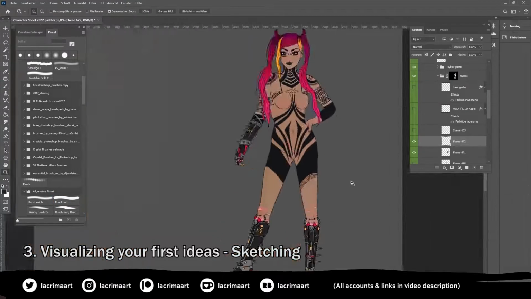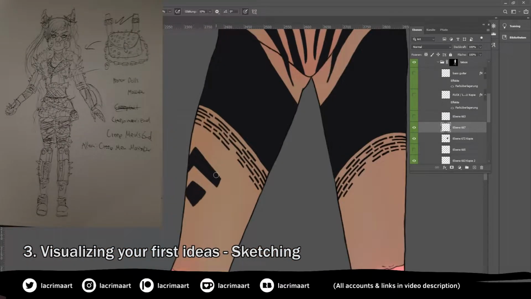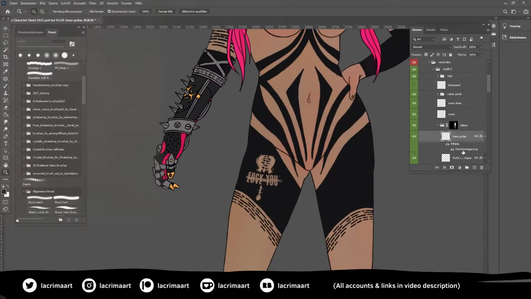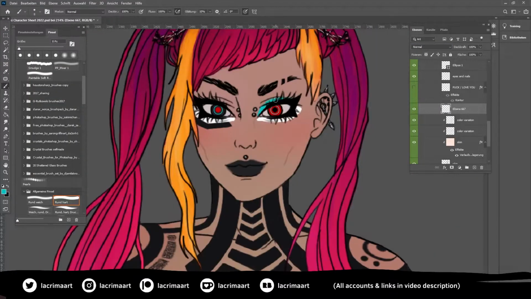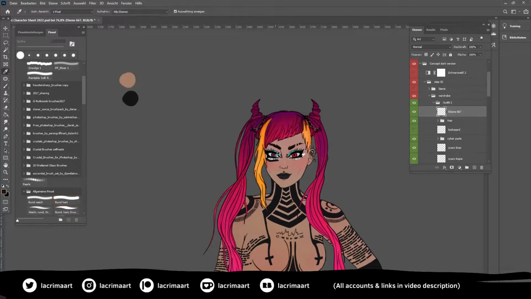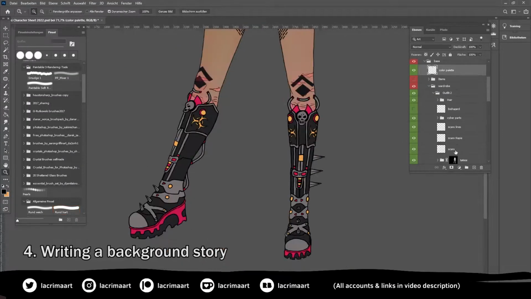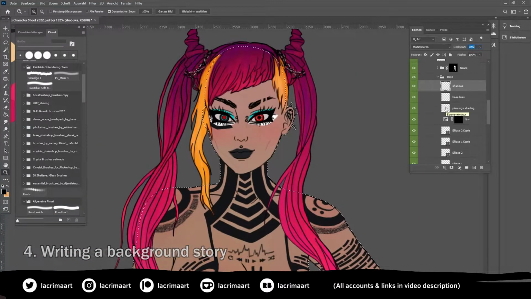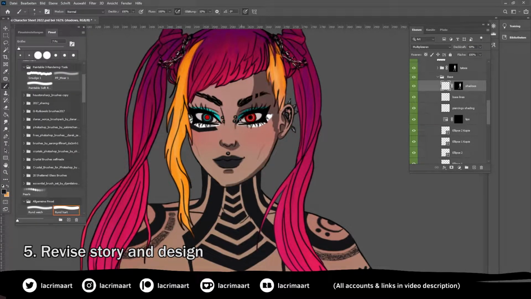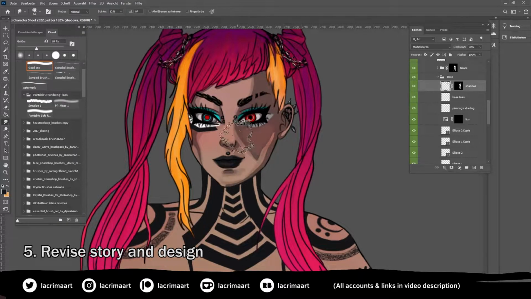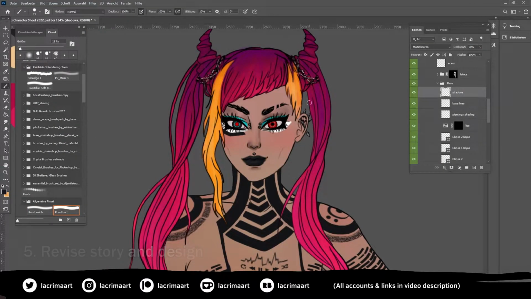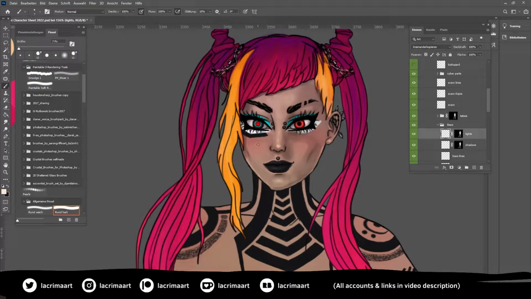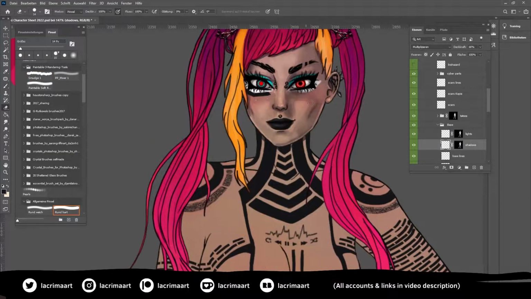Then visualizing your first ideas. Just sketching, take a pencil and put onto paper whatever comes into your mind when thinking of your character. It doesn't need to be perfect because the next step would be writing a background story, which is really important to really create a good character. And last but not least, revise story and design. And as I said, it happens that you recreate the background story or the visual idea of your character multiple times just as you play them.